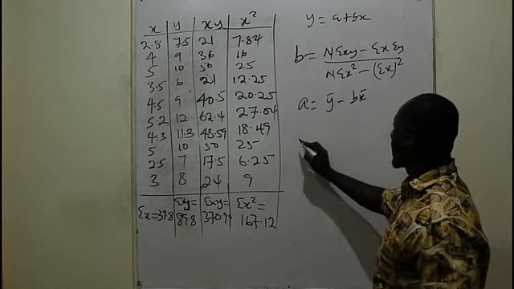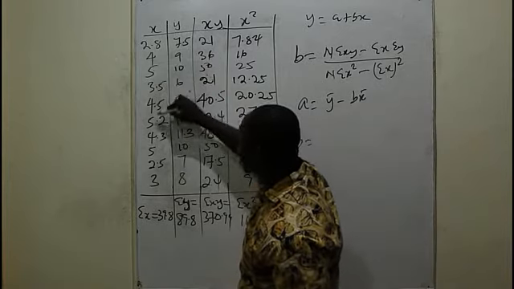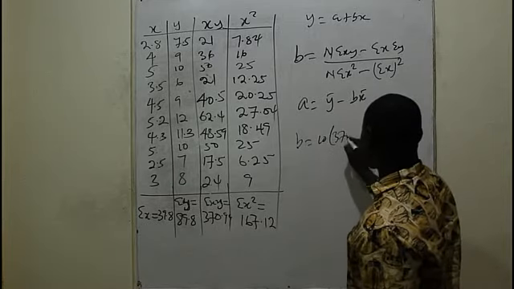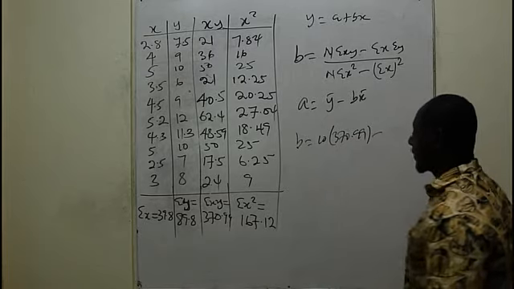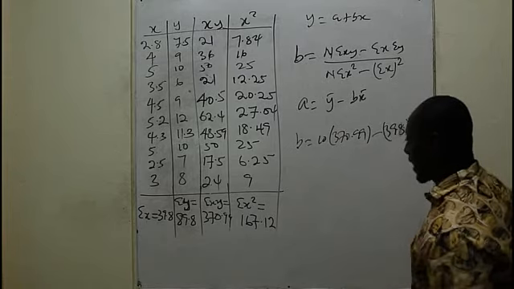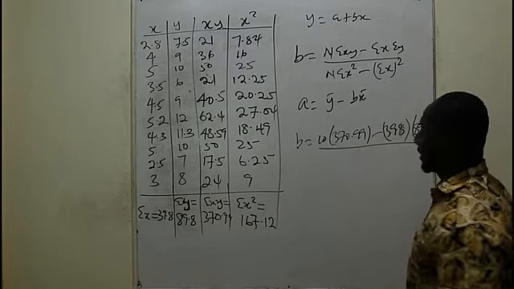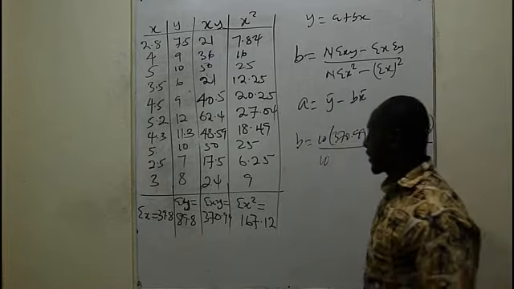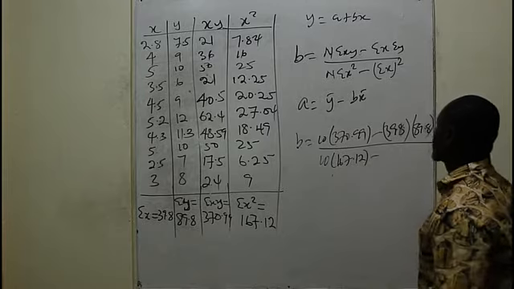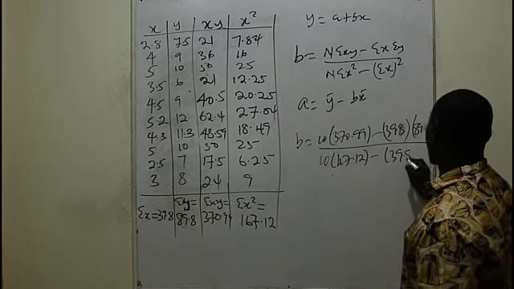So when we come here, we have b equal to n, the number of observations. How many observations are here? 1, 2, 3, 4, 5, 6, 7, 8, 9, 10. So 10 times summation of xy, which is 370.99, minus summation of x, which is 39.8, times summation of y, which is also 89.8, divided by n times summation of x squared. What is summation of x squared? This one, 167.12, minus summation of x all squared. When we sum all these x, we've got 39.8.